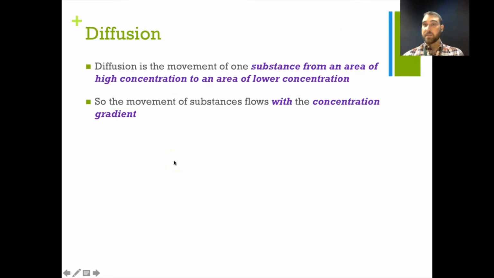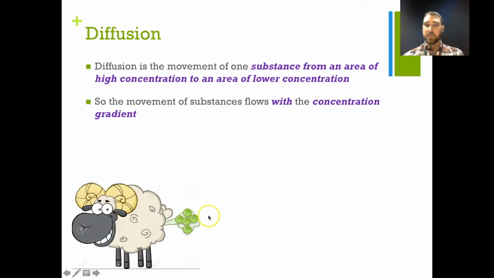So let's talk about some of the ways that substances can move. One of them is diffusion. Diffusion is where a substance moves from a region of high concentration to a region of low concentration. We say this is moving with the concentration gradient. So if we think of one side as being high, one side as being low, you're moving with that gradient from high to low.